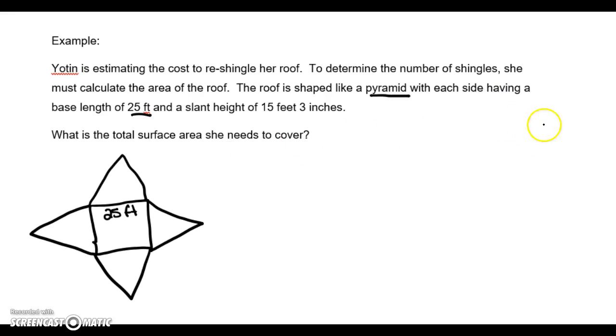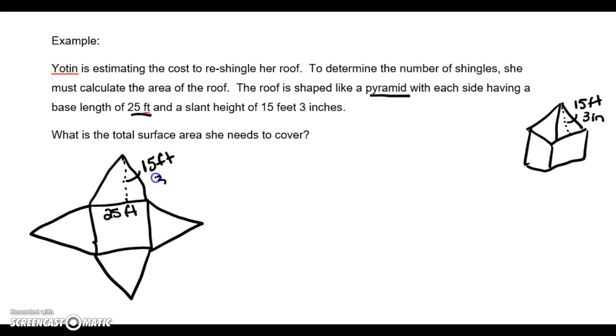And so when we're talking about, say, a roof, here we have a pyramid roof. When we're talking about that slant height, here we're talking about the height of that triangle. So that's the length from the tip all the way down to the bottom of that side. So that side right there is 15 feet and 3 inches. So looking here, the height of that triangle is 15 feet and 3 inches.